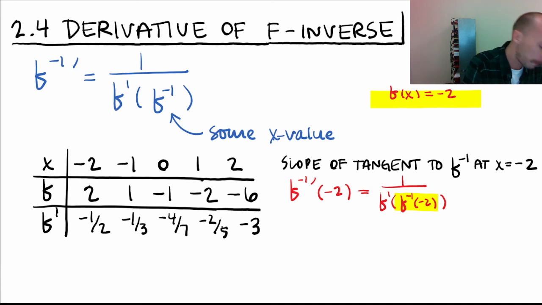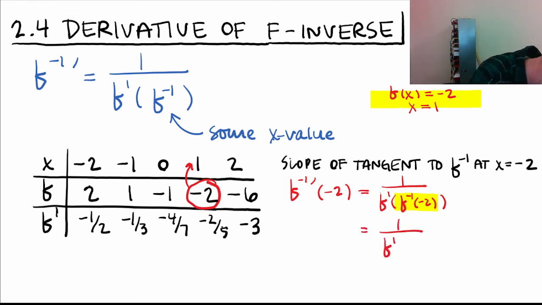Okay. Oh, look, I found it. Here it is. That's f of x equaling -2. I trace back to x's, that's x equals 1, and that's when I say that f inverse is just some x value. That's what I mean. I'm now taking 1 over f prime of 1, okay, and that's 1 over -2/5.